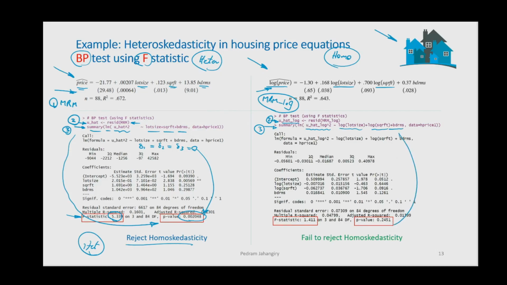Quickly look at the p-value. Your job is to just run this line and look at the p-value, and if the p-value is large, we fail to reject. Good news or bad news? Good news, because we failed to reject homoskedasticity. So the model on the right is going to be homoskedastic.